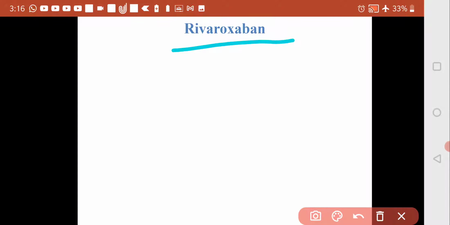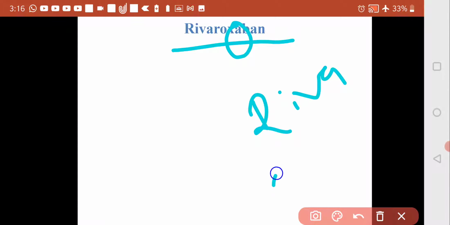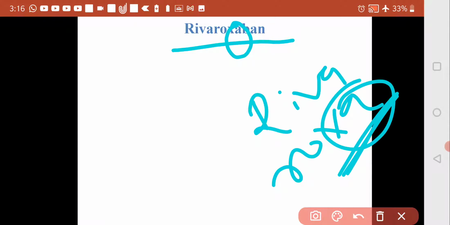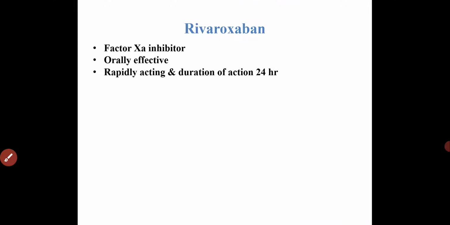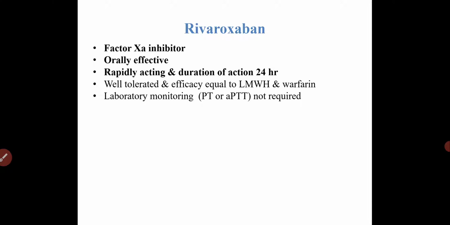Okay, then the rivaroxaban, apixaban. In this name there is an Xa. Rivaroxaban, so Xa is a factor 10A inhibitor. It directly inhibits the activated factor 10. It is also orally effective, rapidly acting, and the duration of action is 24 hours.